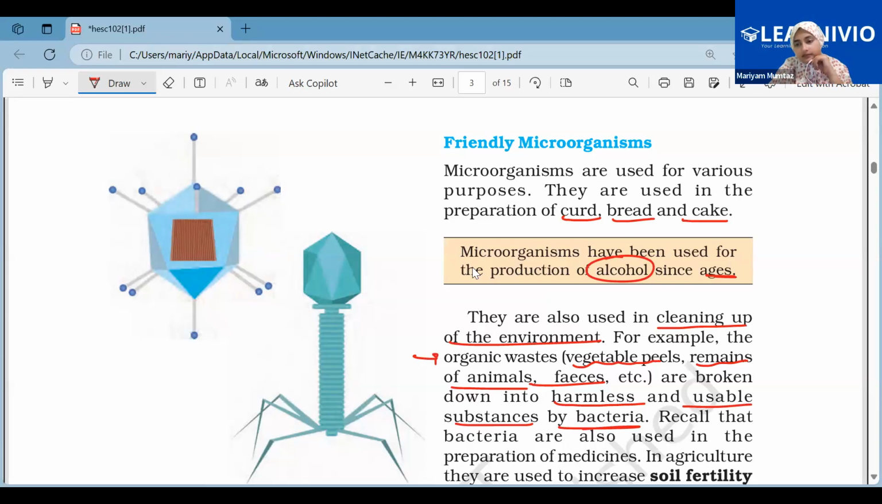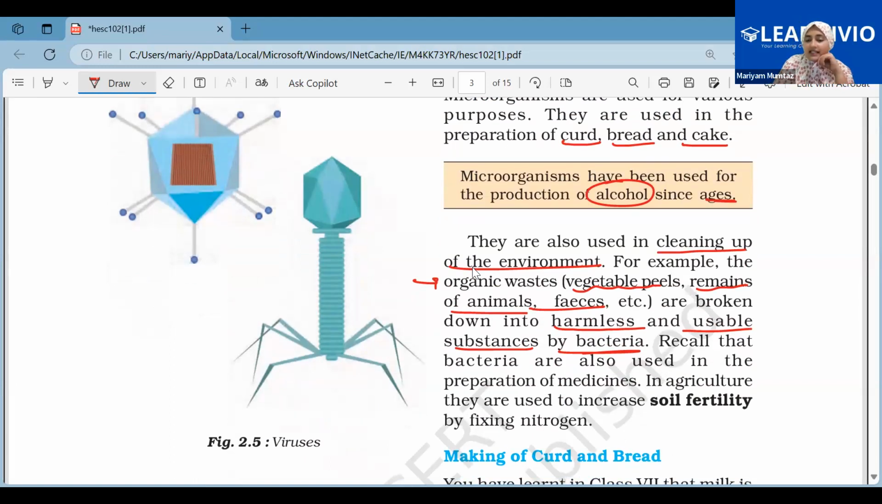Yes, ma'am. So bacteria are also used in the preparation of many medicines. In agriculture, they are used to increase soil fertility. It makes the soil more fertile, better for plants to grow in, by fixing nitrogen. It makes nitrogen available in the soil. Okay.